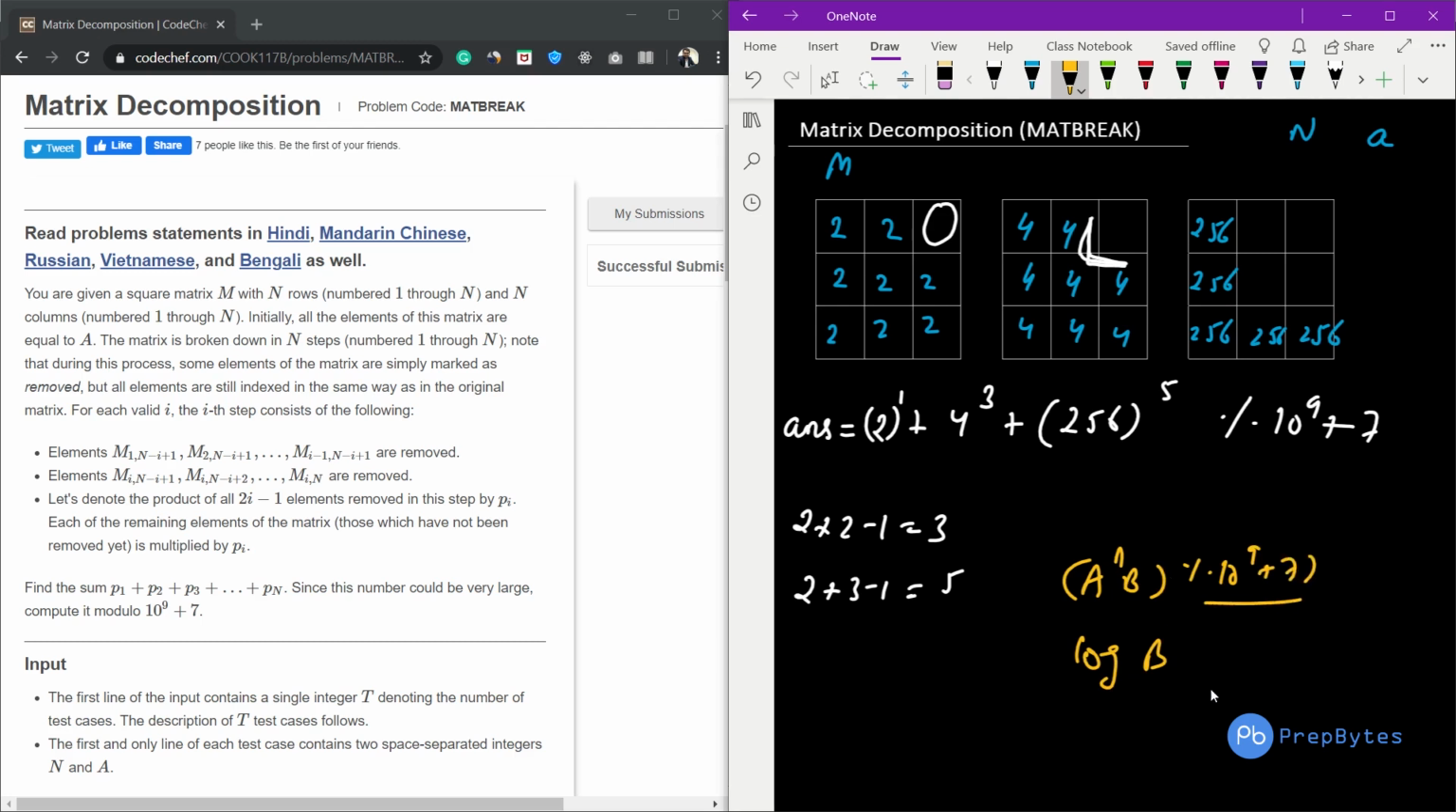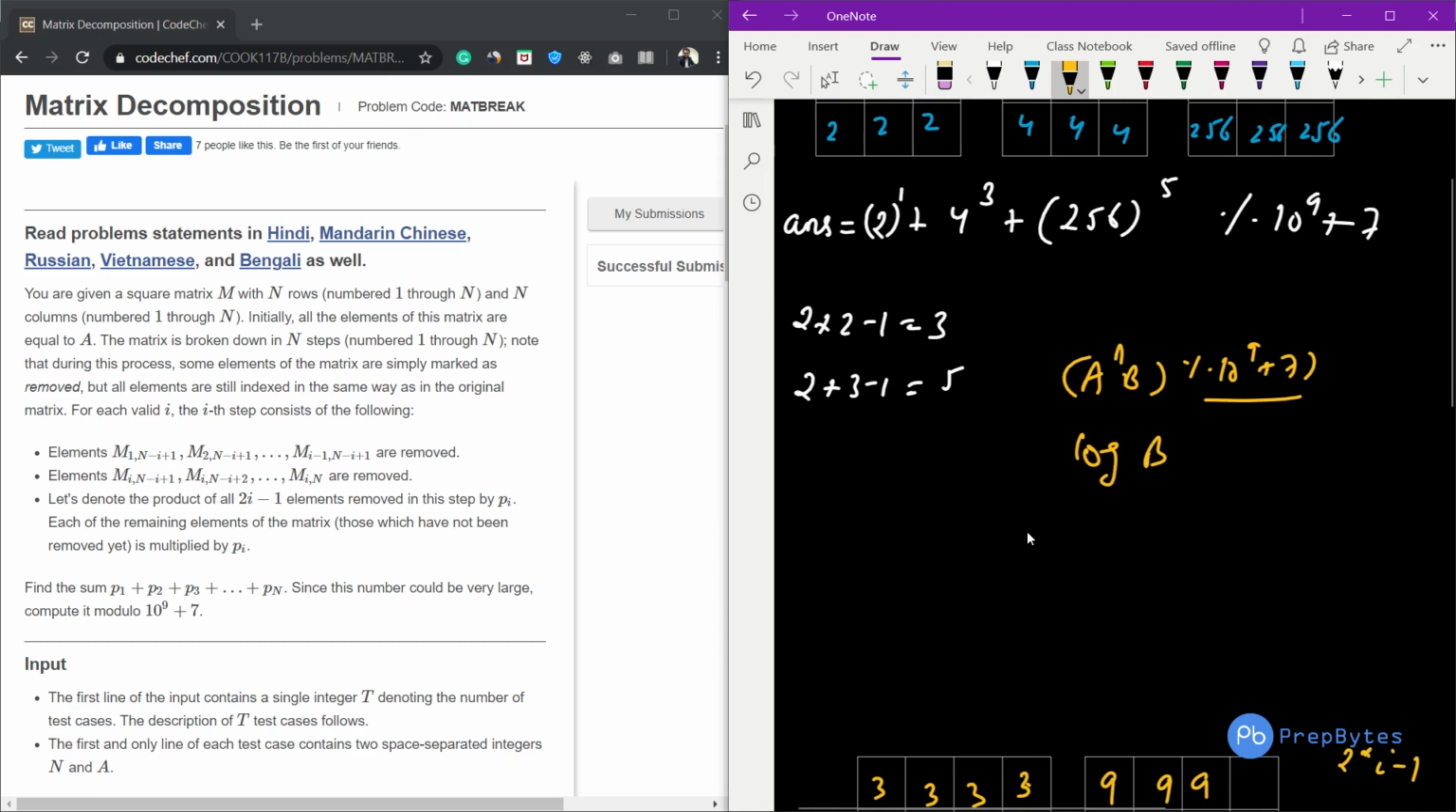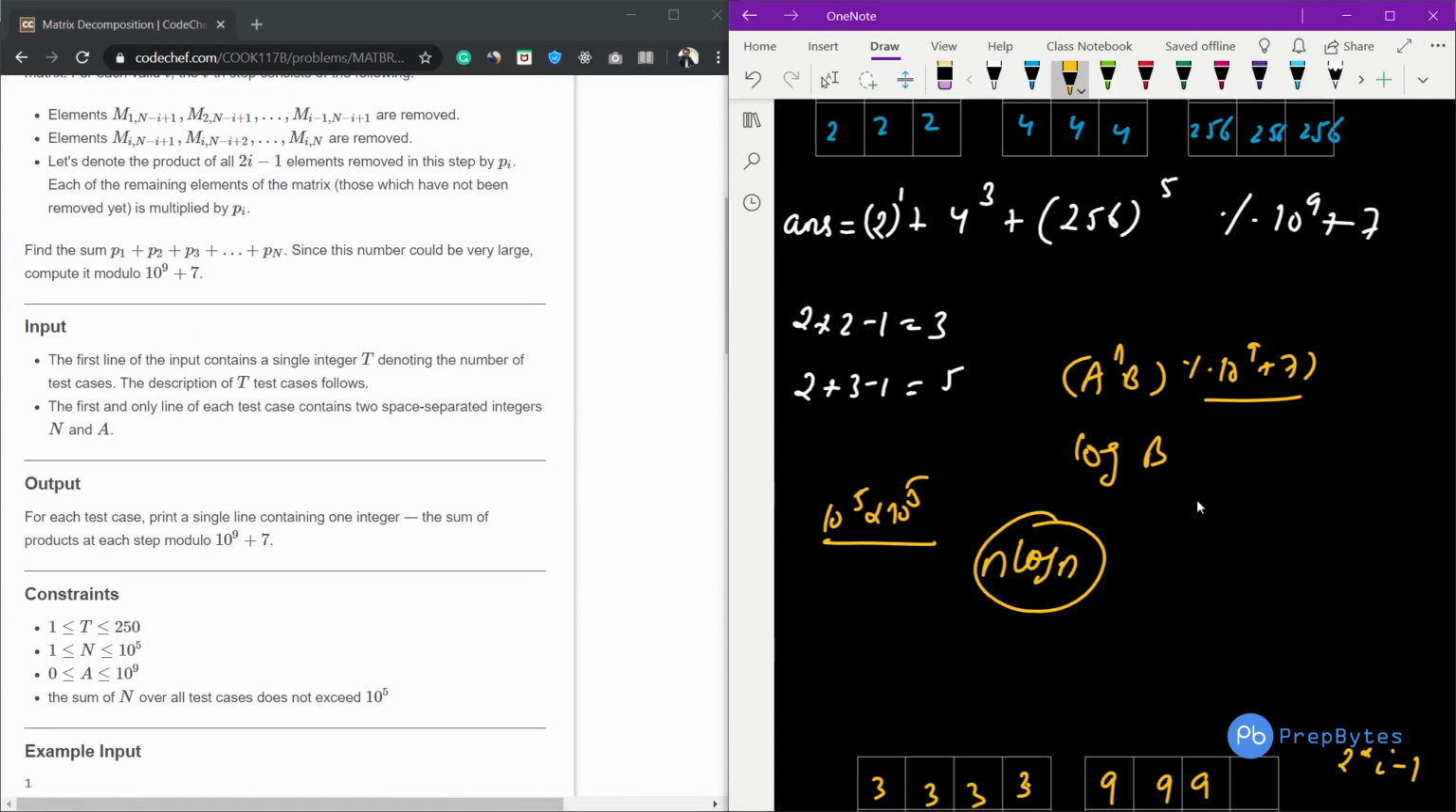Obviously we cannot create a 10 to the power of 5 by 10 to the power of 5 matrix because of the memory constraints, and we need a time complexity of around n log n with the given constraints. It is 10 to the power of 5 multiplied by around 200, which is about 2 into 10 to the power of 7. So we cannot have an n square, we should have an n log n time complexity. This log n is basically for the power that we are calculating.